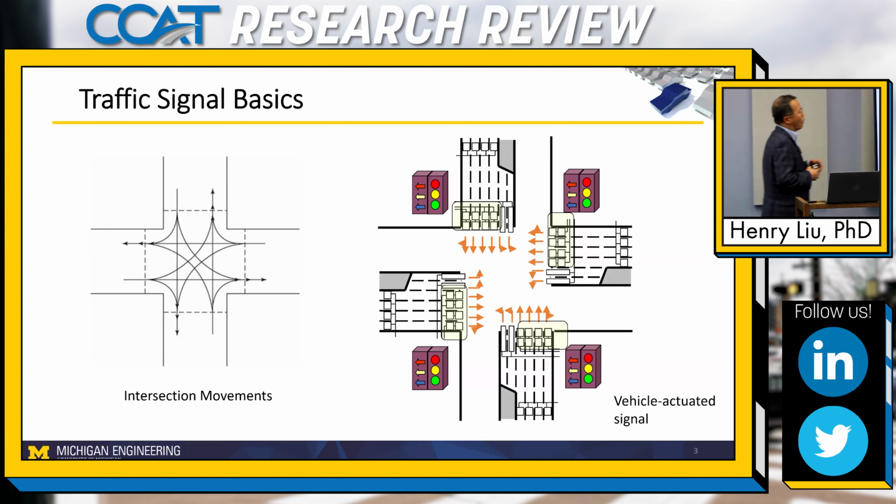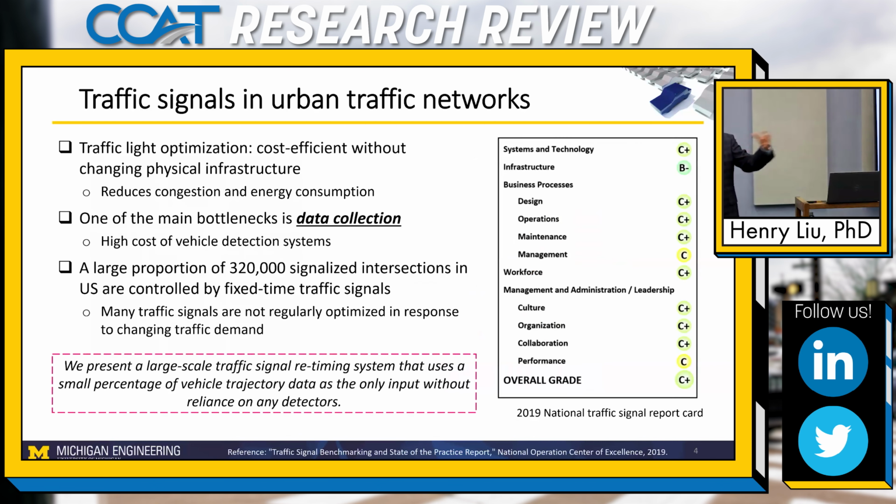Okay. These are more efficient in terms of how we control these intersections. However, we don't have a lot of these traffic signals. In terms of the overall number of traffic lights in the U.S., there are various estimates, but the latest estimate is 320,000 traffic signals in the U.S.